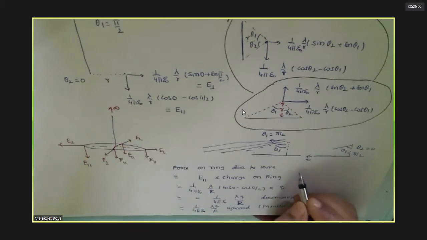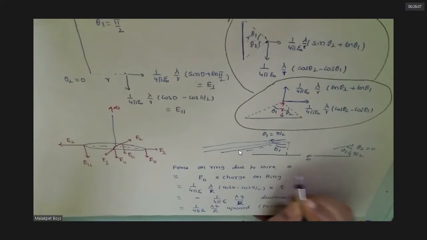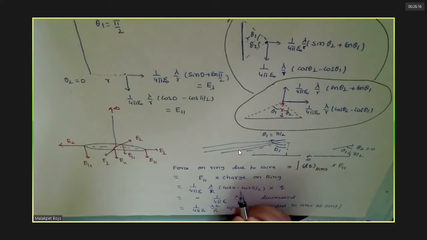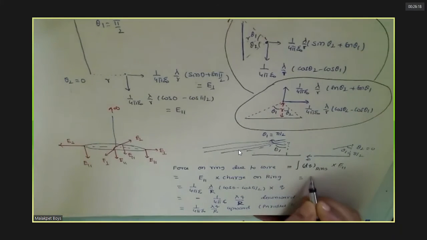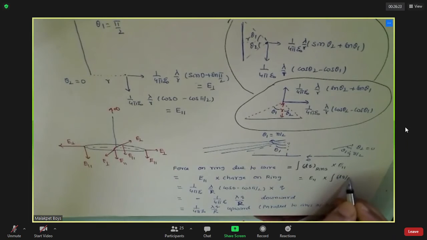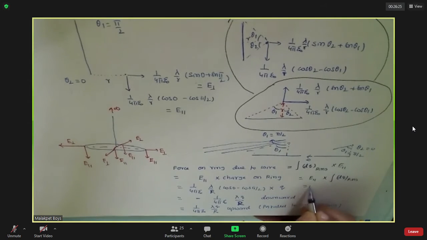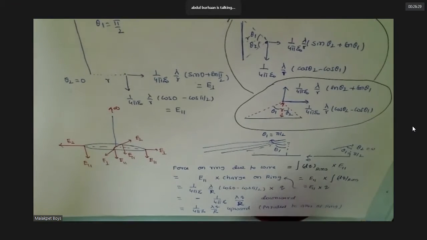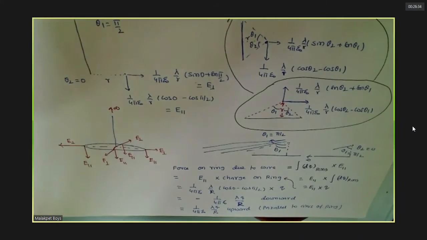We can do this: this is dq on the ring into E parallel, sum of this. E parallel is the same only, no? This is E parallel into the integral of dq of the ring. That is E parallel into Q. Understood, sir. Any doubt? No, sir.